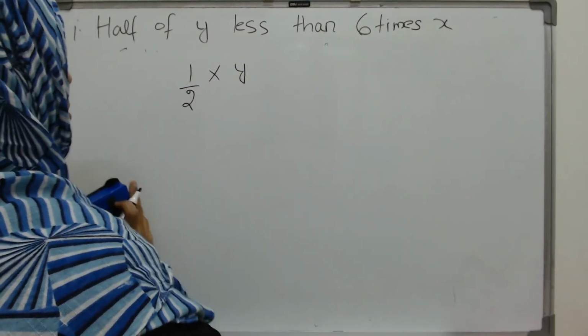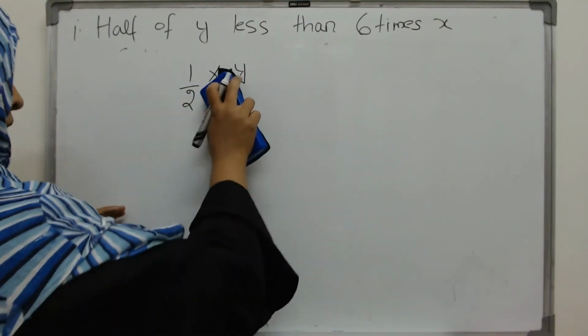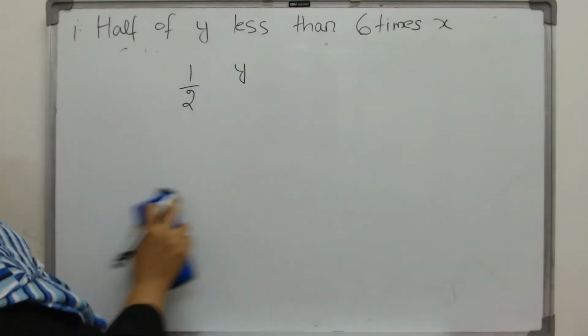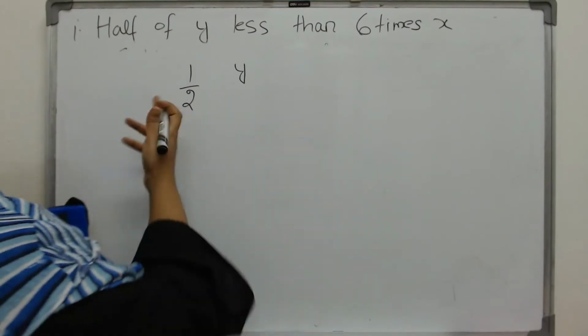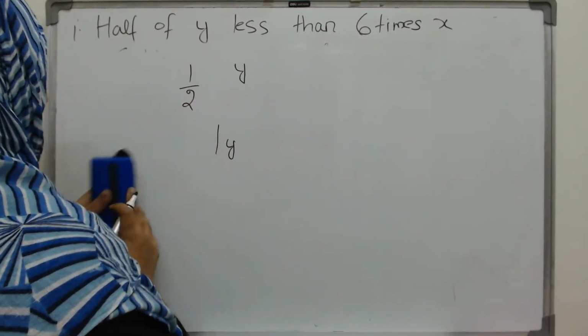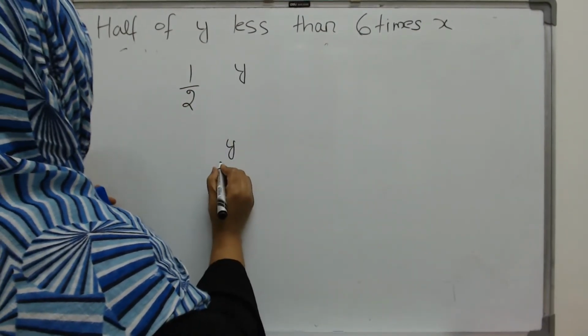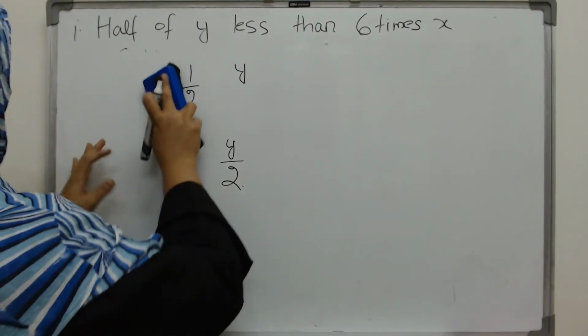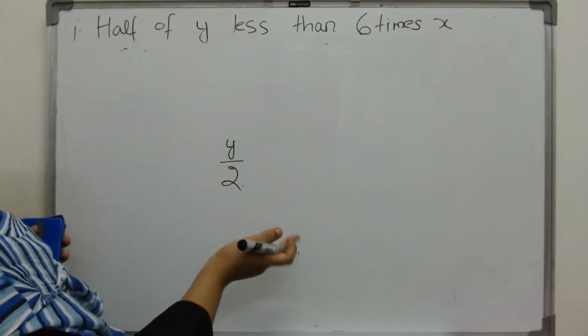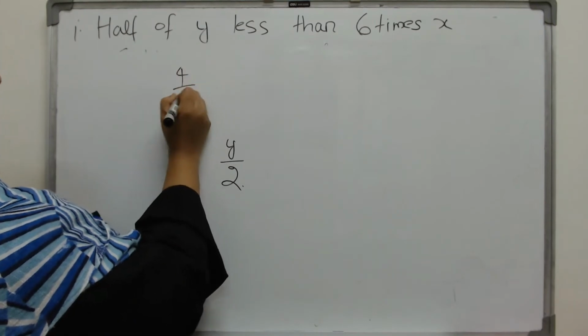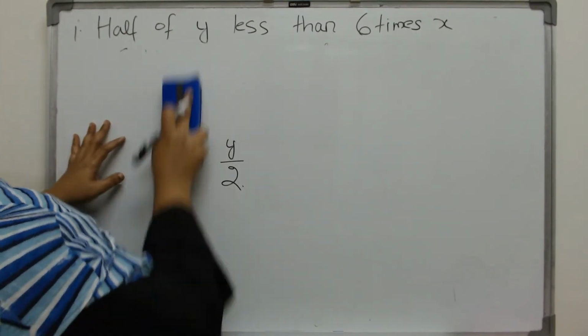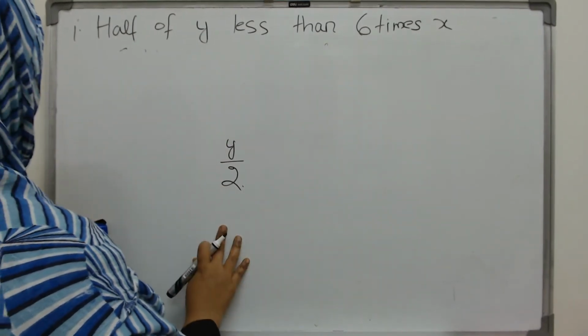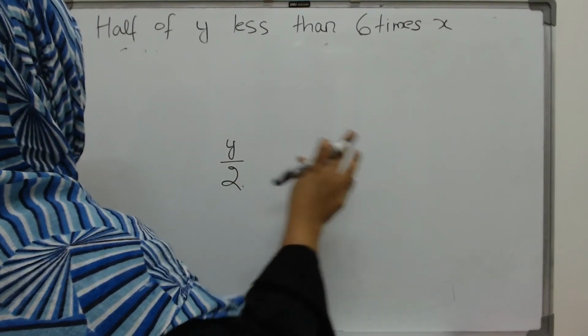And what do we know? We do not have to put the multiplication sign, and we also do not have to write 1y. 1y or y, it is the same. So this is actually y by 2. So half of that is understood, right? How do you write half of 4? This is how you write half of 4, right? y by 2 less than 6 times y.